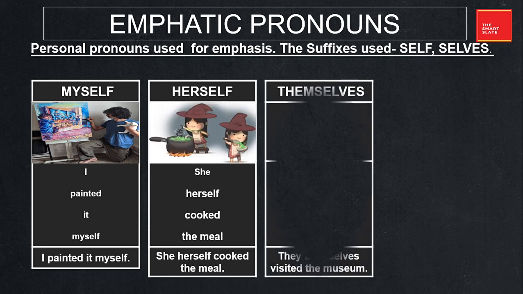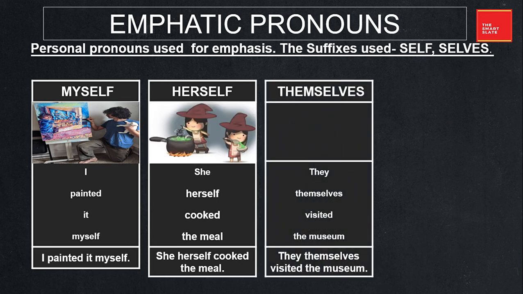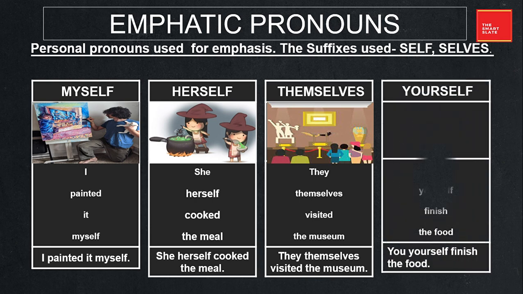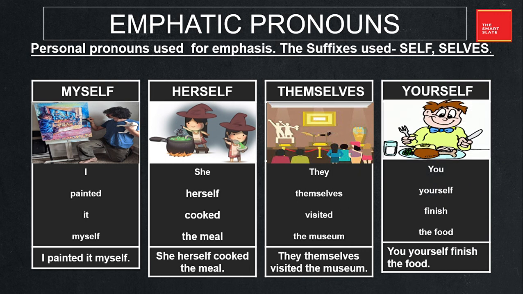Next is themselves. They themselves visited the museum. So they themselves visited the museum, emphasis on they. And the word used here as an emphatic pronoun is themselves. Like self is added. You yourself finished the food. When I say you yourself, so it's you, and emphasis is used using the word yourself. Self is added to you. So myself, herself, themselves and yourself become the emphatic pronouns.